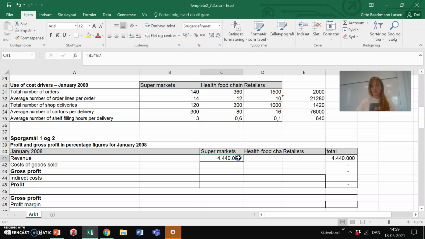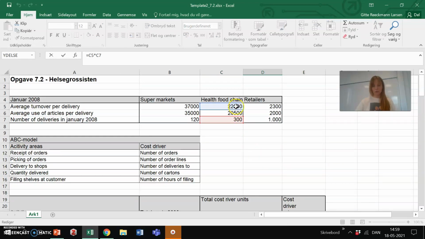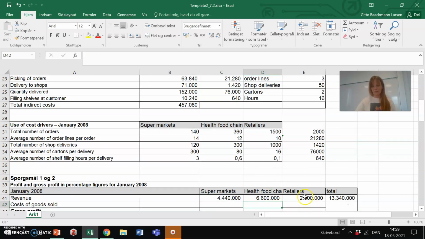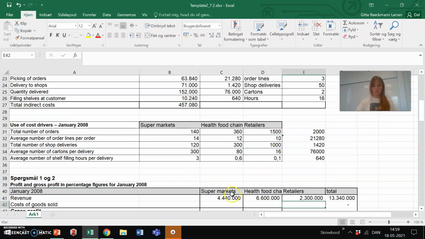Now this is the same calculation for health food and retailers, so we will just pull over our calculations here. So if we go up and check here, turnover per delivery multiplied with number of deliveries, and for retailers we have the same two numbers here you see here. All right, so that was the turnover.